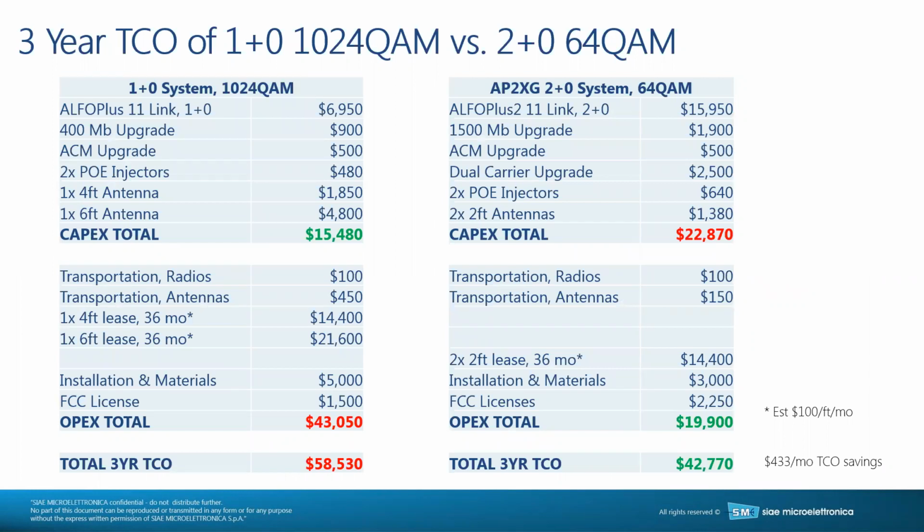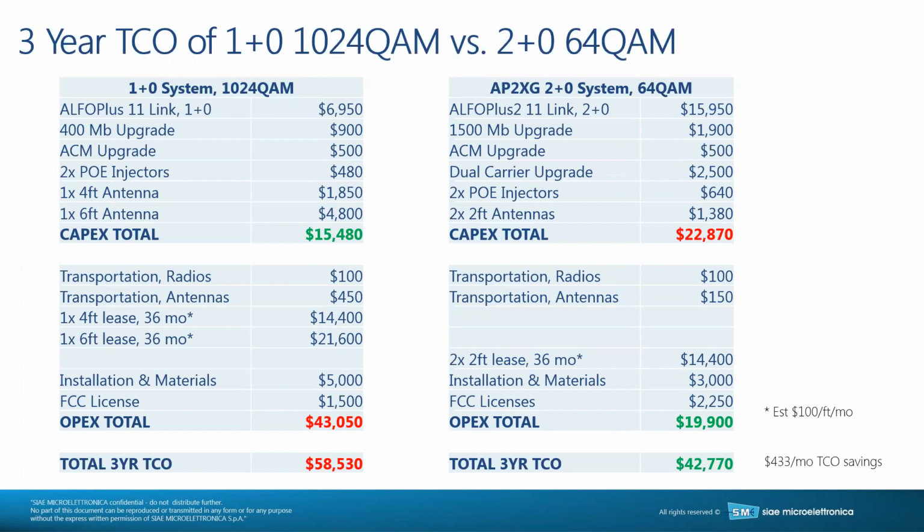So certainly if I look at the upper left corner here, I've got the radios, and these are all list prices, by the way. Your prices will certainly vary. I just want to make an apples to apples list price comparison. You might have a single carrier radio, some upgrades, PoE injectors, a 4 and 6 foot antenna, totaling about $15K for the CapEx.